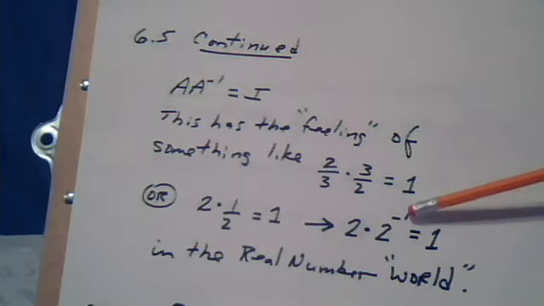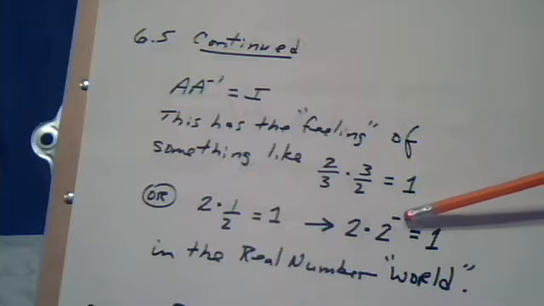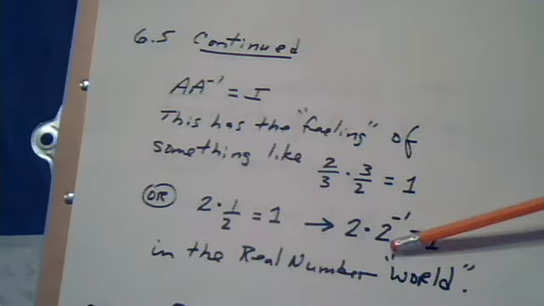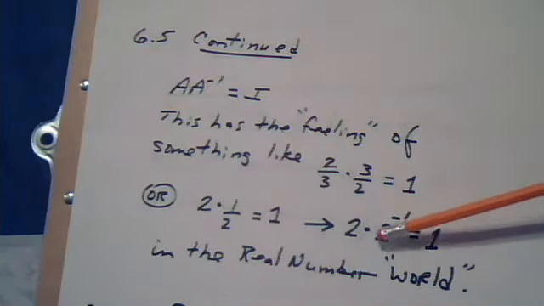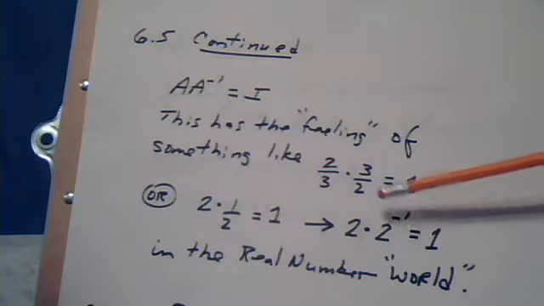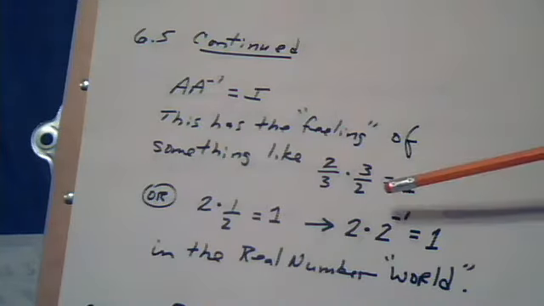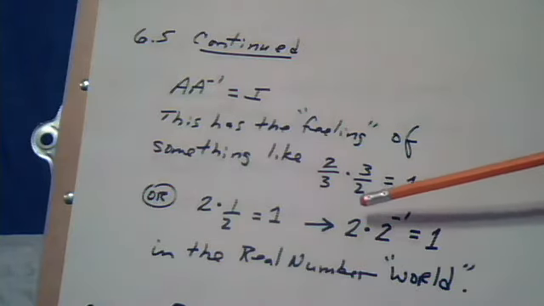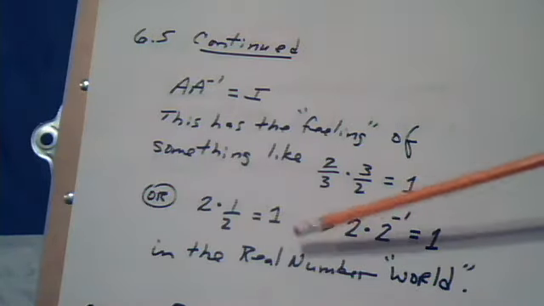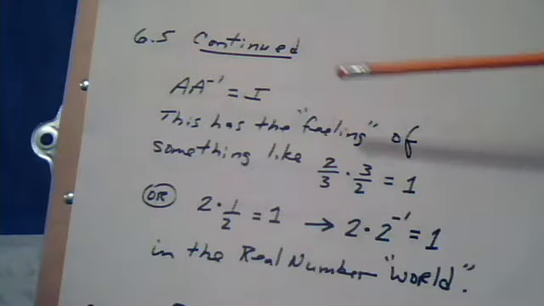You could also say it like this. When you have an exponent of negative 1, that's like the reciprocal. So 1/2 is the same thing as 2 to the negative 1. So notice the 1s are coming up. A number and its reciprocal, except 0, will give you a 1 in the real number world. Now let's go to the matrix world.